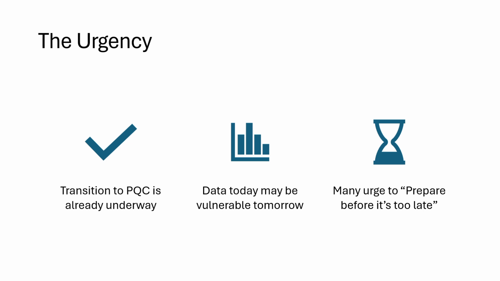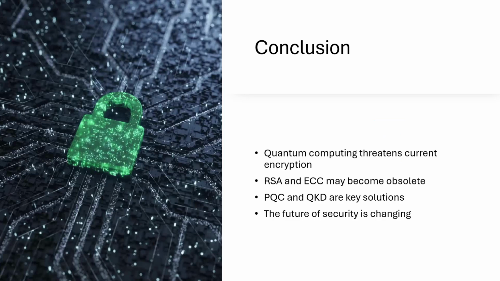And I think we are going to be ready, honestly. Data today may be vulnerable tomorrow. That's with the harvest now, decrypt later thing. If we can find a way to encrypt it better today, have dual encryption, push that more, that's better. In conclusion, yes, all these threats are real, they're upcoming, but it's nothing to sweat about right now. But it is good that we are already starting to work on things like PQC and QKD. Yes, the future of security is changing.